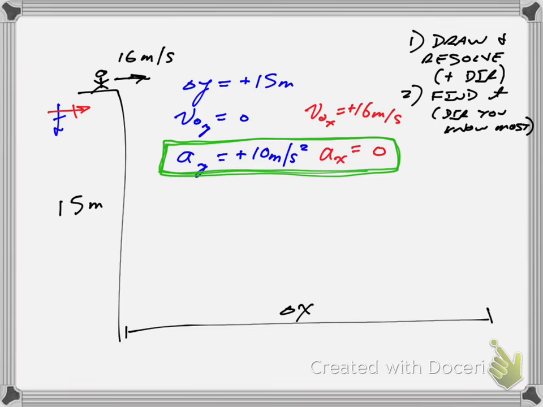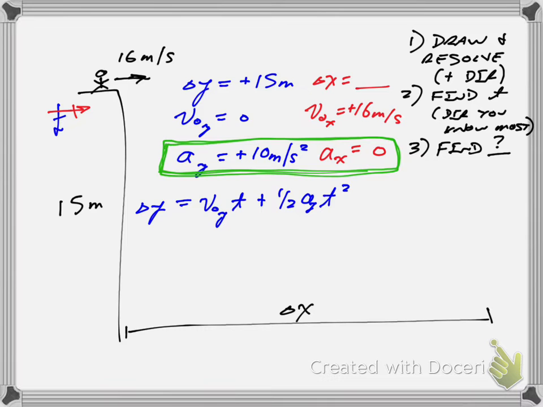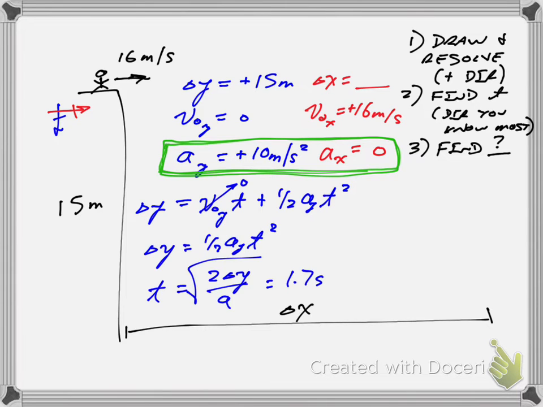All right, so now which direction do we know the most about? We're looking for delta x, and we know more about delta y, so we start with that direction, and we use that direction to find the time. And then after that, we'll find what they told us to find. So I plug into delta y. I know that the initial vertical velocity is 0, so that term goes away, and I'm left with 1/2 at squared. Rearranging and solving, I get a time of 1.7 seconds.